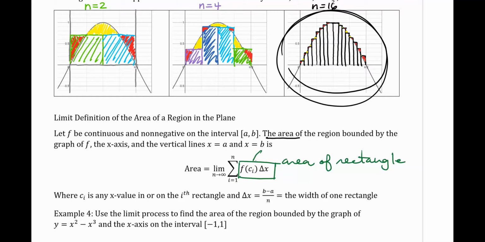One thing I do want to talk about before we look at an example of using this is this ci in here. That is any x value that is in the ith rectangle. So it doesn't necessarily have to be the right endpoint, the left endpoint, or the midpoint. It could be any x value that falls into that rectangle. For a quick example, look at this first rectangle in the n equals 2 example. My ci could be this x value right there, or this x value right here. Any x value as long as it is in that rectangle.